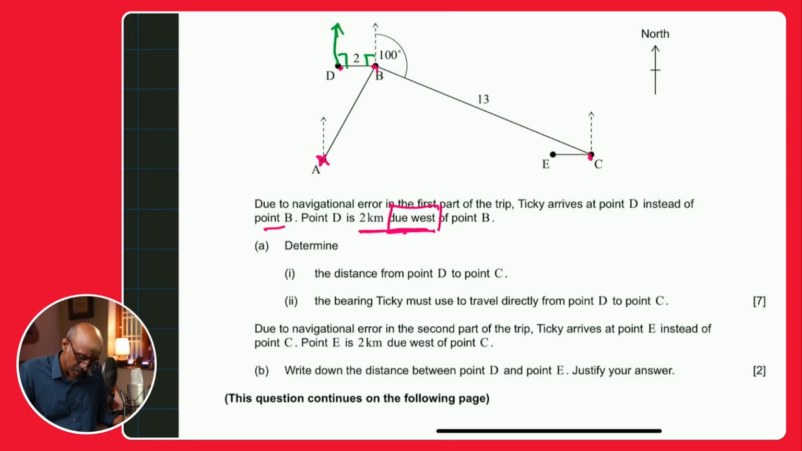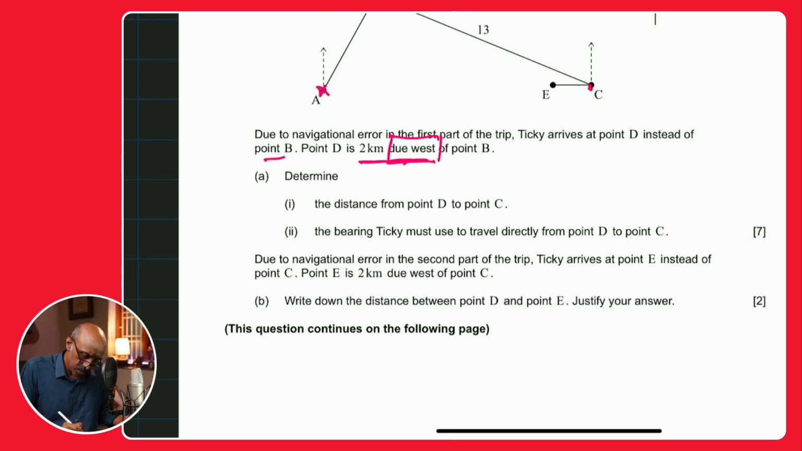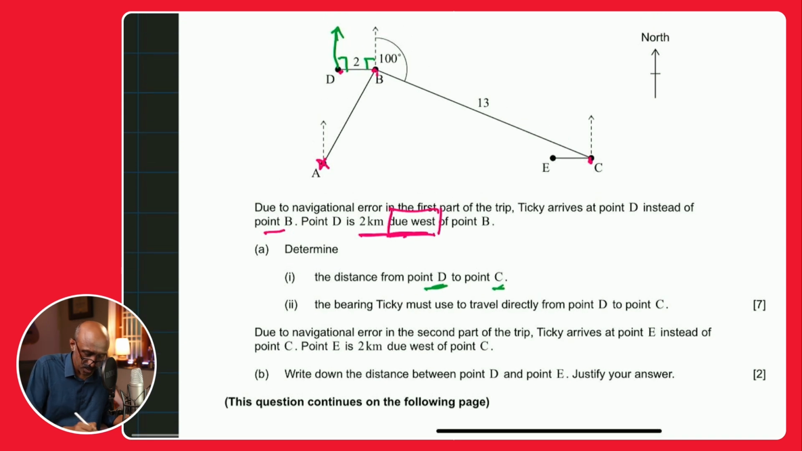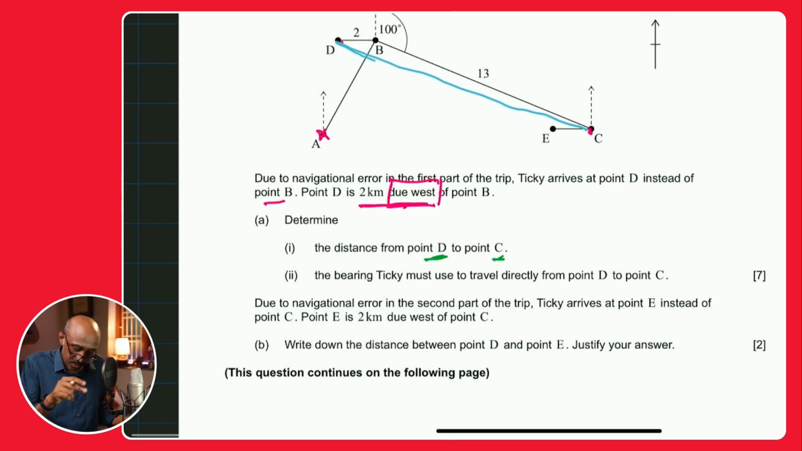All right, what are we saying here? They have asked us to determine the distance from D to point C, because she's ended up at D. So I'm just going to erase my annotations. And what are we looking for? We're looking for this one, D to C. There you go. That's the triangle DBC we're looking for, and the distance DC in that triangle DBC.